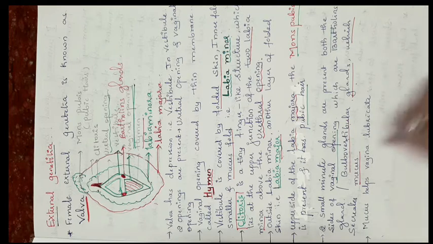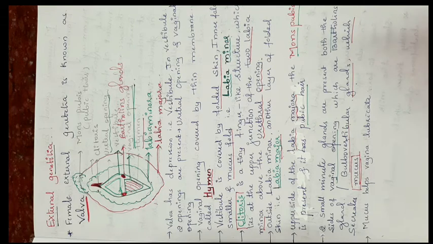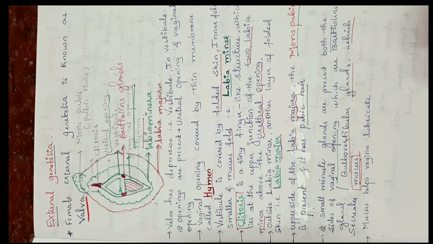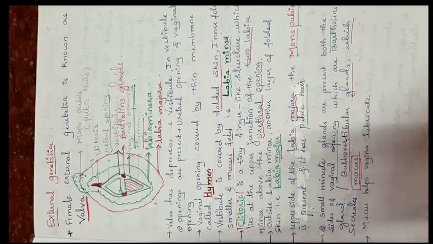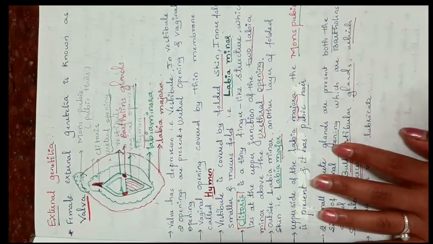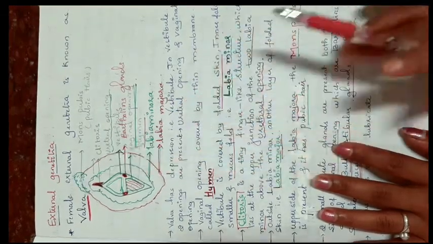Okay, which secretes mucus. As in the male reproductive system, the Cowper's gland or bulbourethral gland secretes mucus which helps to keep the penis lubricated. Here, the same thing: the bulbovestibular gland secretes mucus which keeps the vagina lubricated. This is all about the external genitalia. Here we discussed one gland, the bulbovestibular gland, which secretes mucus.